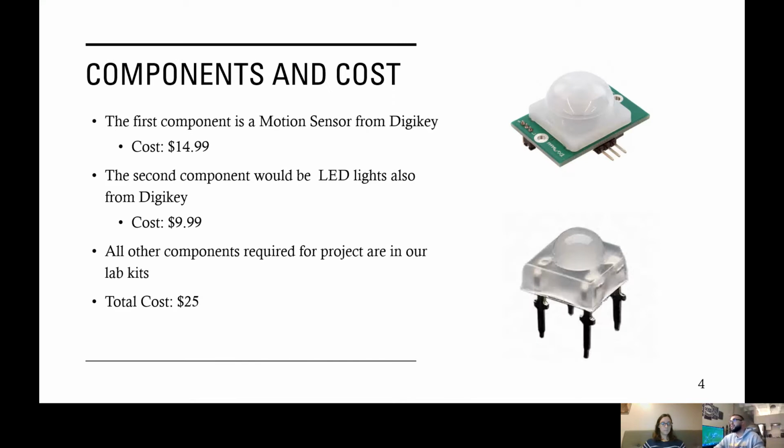For components to build the night light, we first started with a motion sensor. It was a passive infrared sensor developed by Parallax that was distributed through DigiKey. It cost about $15. And the second main component for the design was the LED light. We chose an RGB LED light that was developed by Adafruit and also distributed by DigiKey that retailed for about $9.99. All the other components that were required for the project we had before, mainly the PSOC board is what was driving the whole project, and that already came with the class at the start of the semester. So in total, the entire project cost about $25.